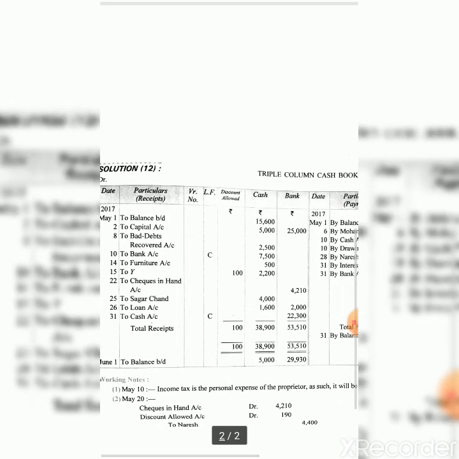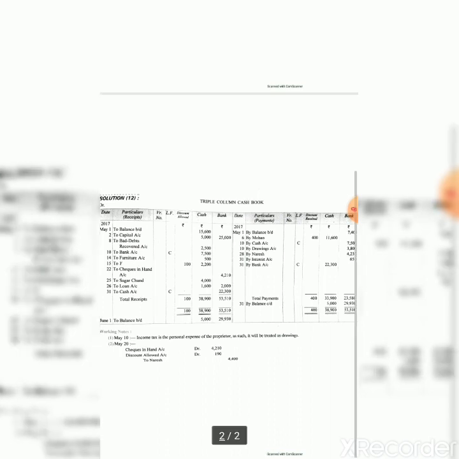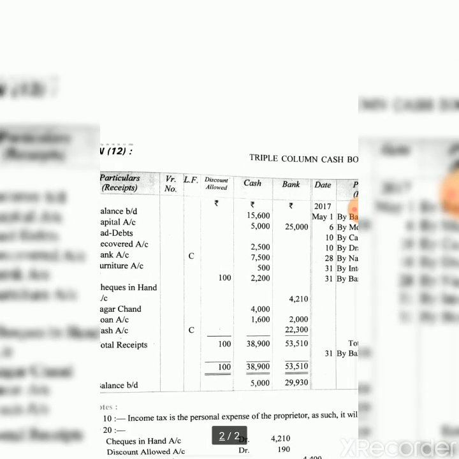So no entry will be passed of receipt of check. So when check is received, no entry will be passed, but when check will be sent to the bank, then that entry will be passed. So to checks in hand, 4210 will be paid there. Here wrong entry has been placed here. So 190 will be there in the discount allowed column, because at that time we didn't know that check will be dishonored later on. So at that time discount allowed will be given here.